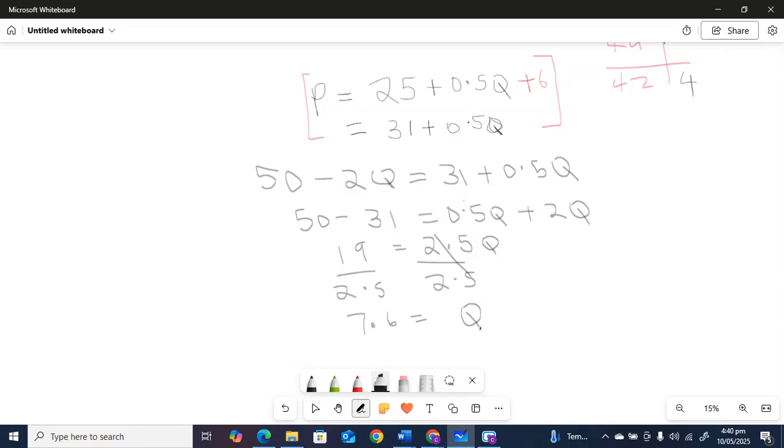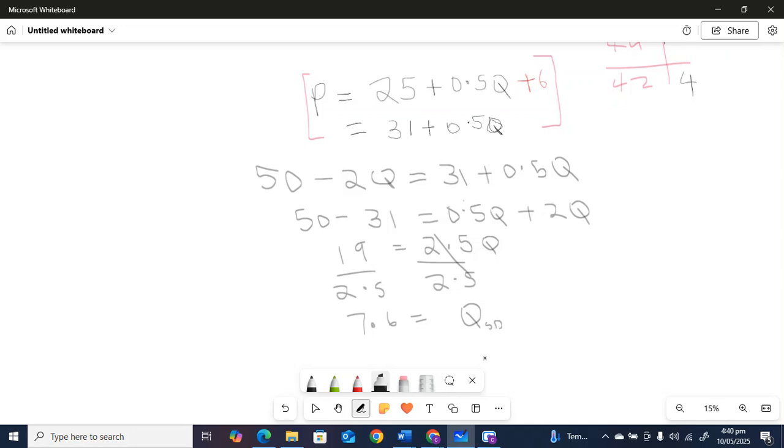Okay. So because of this tax, the good has become expensive. So what happens is the quantity is going to reduce. So this is the new equilibrium quantity, quantity supplied and quantity demanded.